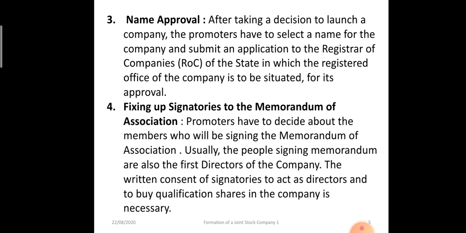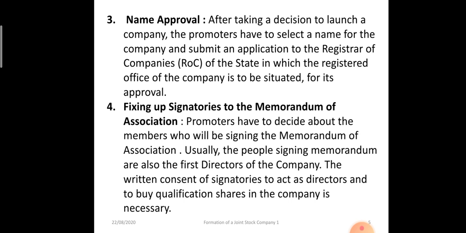Then fixing up the signatories to the memorandum of association. Now, memorandum of association is the most important document of a company. It decides the powers of the company, and it mentions the relation of the company with outsiders. About the memorandum of association, we will be discussing in detail later on.